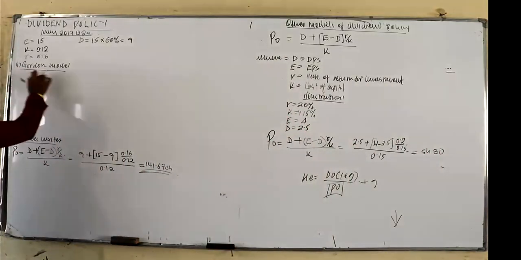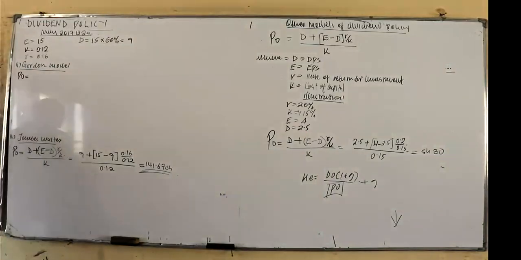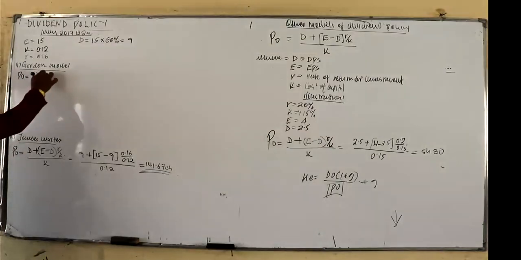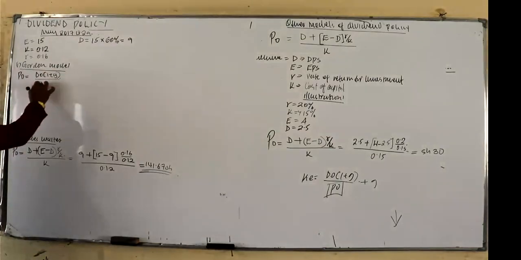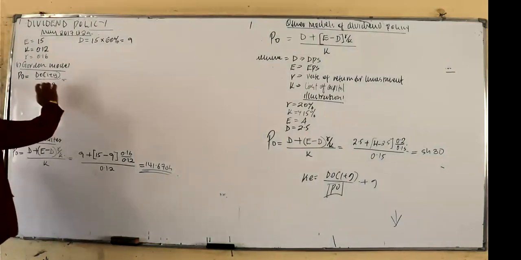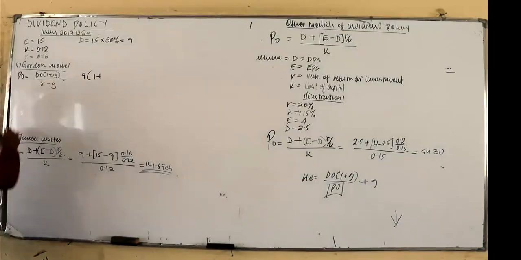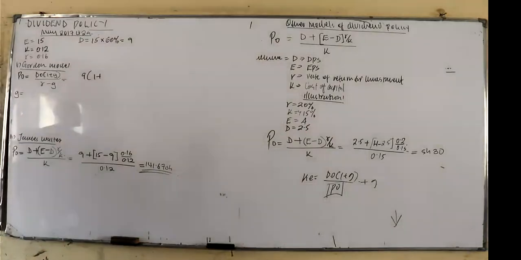To get P0 under the Gordon model, we use the constant dividend growth rate. We did the variation of shares the other day. Under a constant growth rate, P0 is D0(1+g) over R minus g. That's what we call the Gordon model, whereby D0 is 9. We are not given the growth rate, but I gave you two methods of determining the growth rate. There is the compounding method.